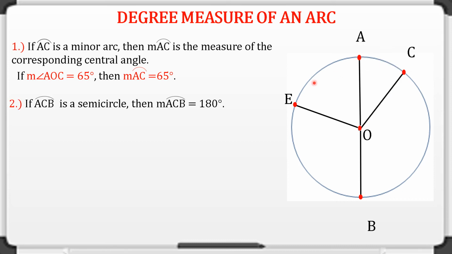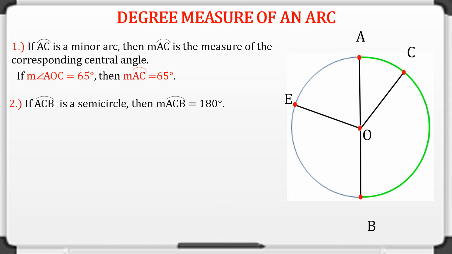Next, if we talk about the measure of semicircle, since one circle is equal to 360 degrees, if we cut this into two, the measure of that semicircle is 180 degrees. So here, arc ACB is equal to 180 degrees since this is a semicircle.